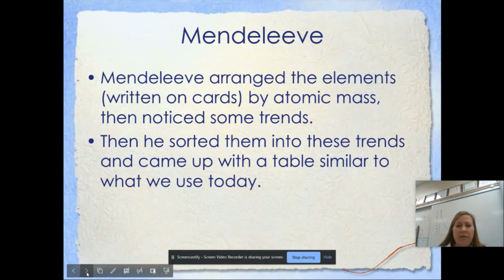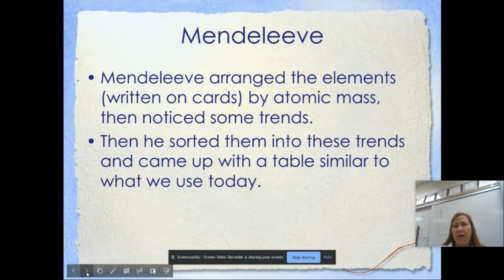Mendeleev was a Russian scientist who had learned about a bunch of elements, and he was trying to explain how the elements were related to each other while he was teaching his students. And he decided, okay, the best way to make this logical for my students to learn is to write information about each element on a card. And then he arranged them by atomic mass. So he had a big long string of cards all laid out. And then he started to notice some trends.